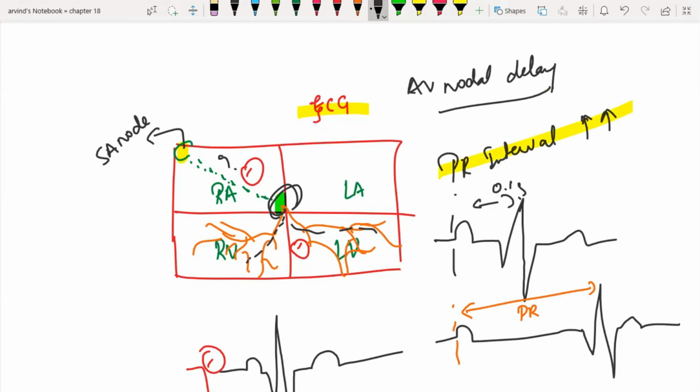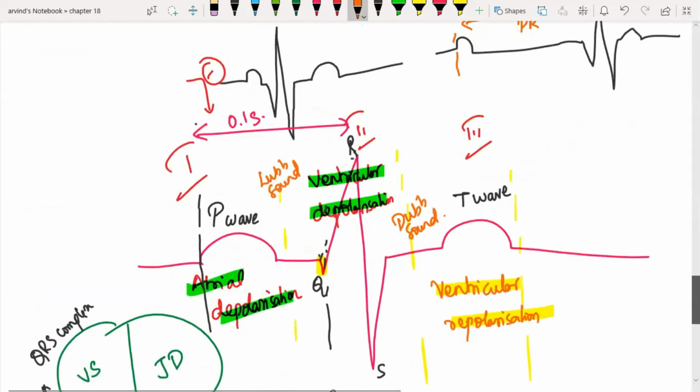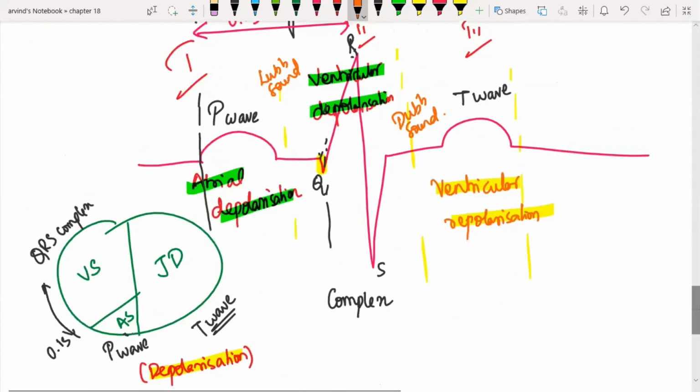Now, if the P wave is depressed, all these are typical NEET and AIIMS questions, okay? If the P wave is depressed, not having that proper peak, then I can say there is an issue in the SA node itself. If the T wave is getting depressed, it is ventricular repolarization, right? So the ventricle has some issues. That's it. Make it very simple. The most important thing I want to say is about your PR interval, because that has even appeared in NEET 2016, I believe.